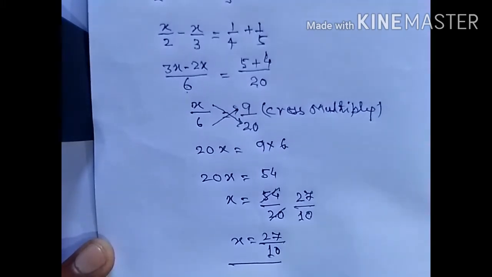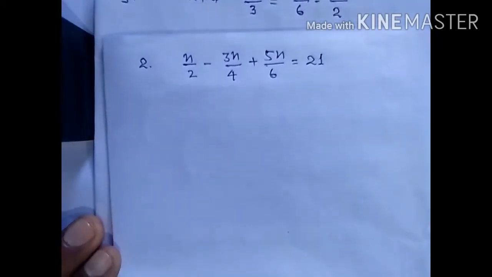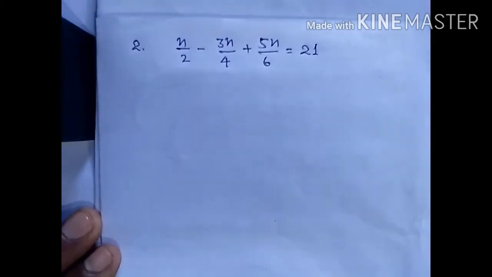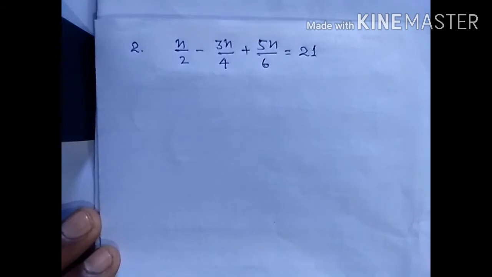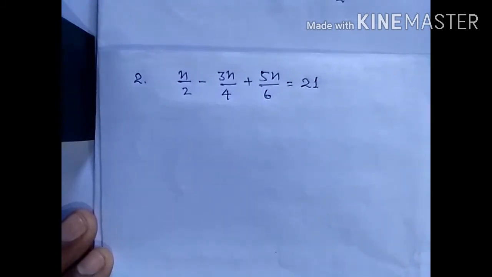Now we have to solve the second question of exercise 2.5, students. This is the second question, and in this question it is n by 2 minus 3n by 4 plus 5n by 6 is equal to 21. Students, it is given here that the variables are on one side and the number is on the other side.